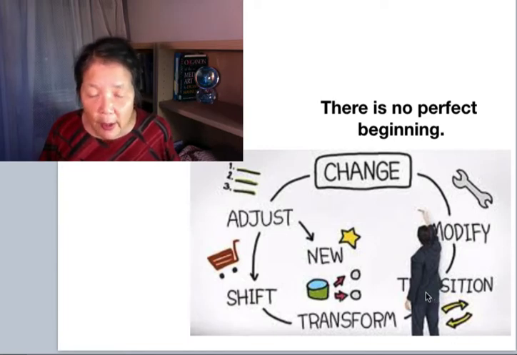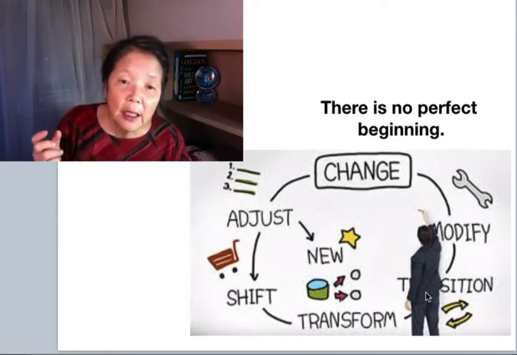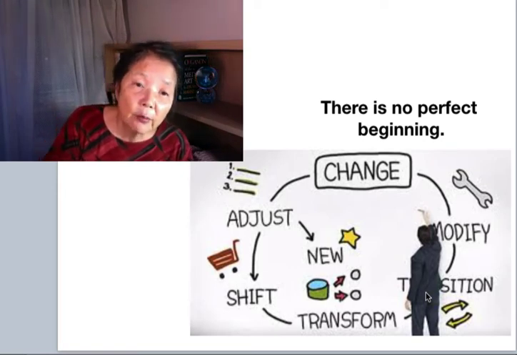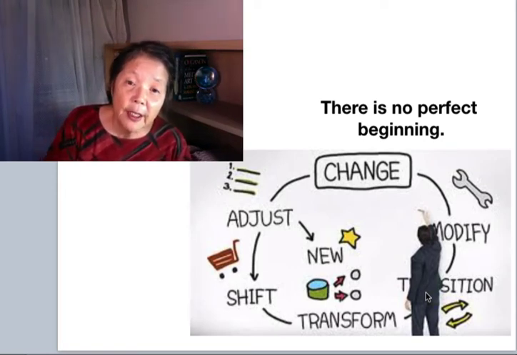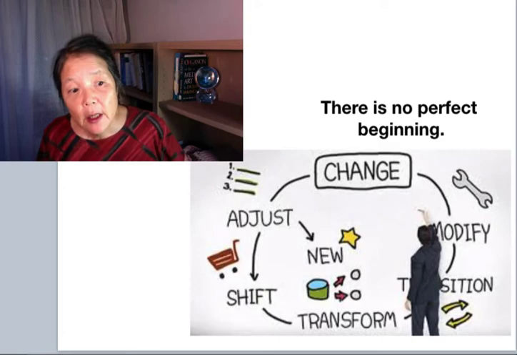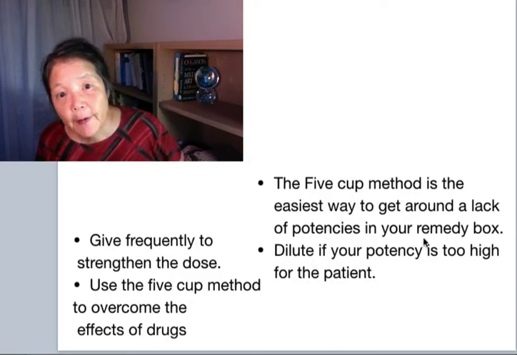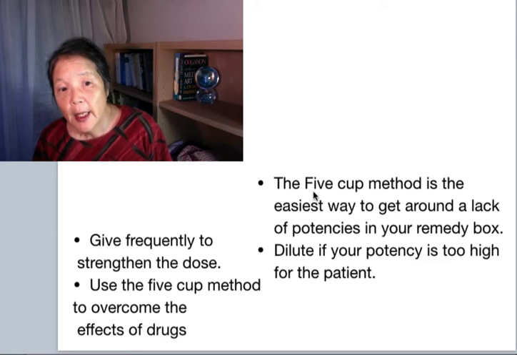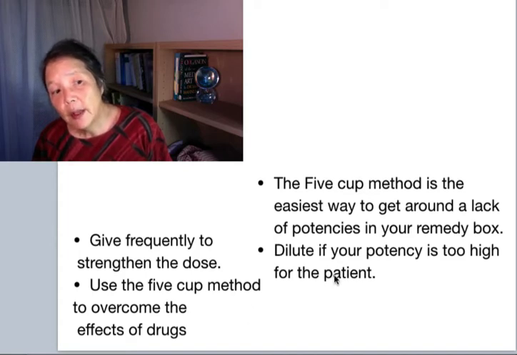And what you do when you're managing a case, and everybody thinks that if they get the right remedy, then the problem's over. But then actually you need to manage the case and figure out what potency to give. But you just begin with what you have, and then you adjust by using the 5-cup method, or diluting your remedies, changing the frequency to strengthen the dose. And another advantage of the 5-cup method is it's a way to overcome the effects of drugs. You can give the remedy very often if you're using the 5-cup method.